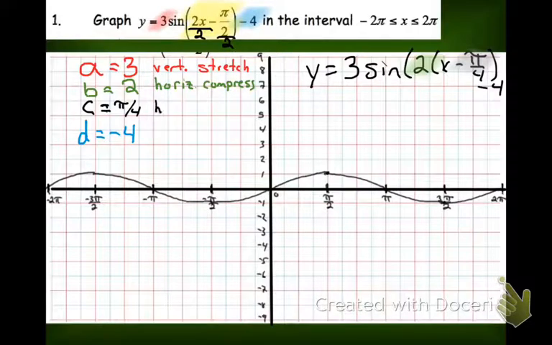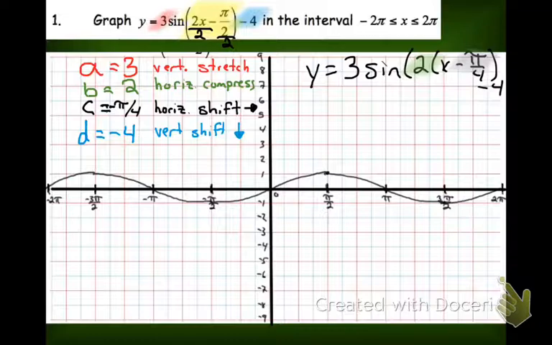C is going to be our horizontal shift. And remember, it's negative pi over 4. So we're actually going to shift to the right because it's a negative, which again seems strange and backwards, but we're shifting to the right. And that negative 4 is going to be our vertical shift. And it's a negative, so it's going to be down.